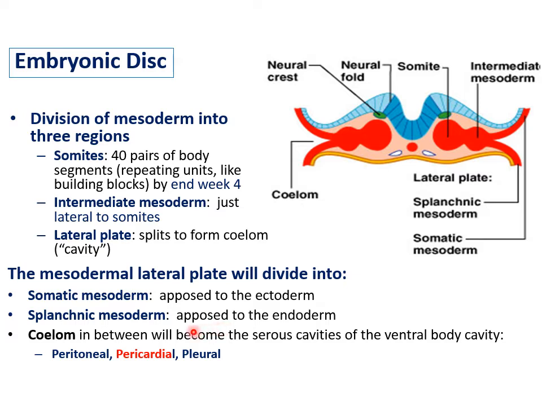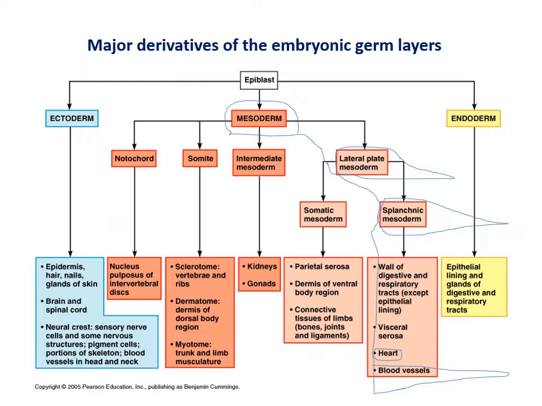The coelom, which is the cavity surrounding our big structure, some of the serous cavities of our the ventral body cavities, and specifically we are talking about peritoneal cavity, pericardial cavity here, and the pleural cavity in between those somatic mesoderm and splanchnic mesoderm. Let us have this diagram just to have this in mind. Always keep it in mind.